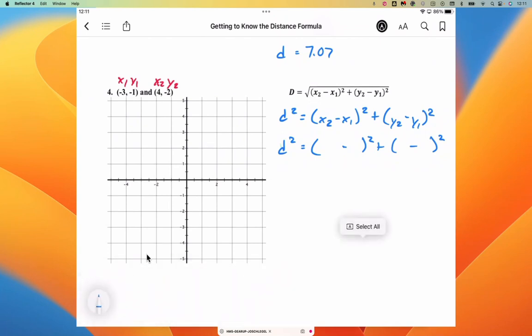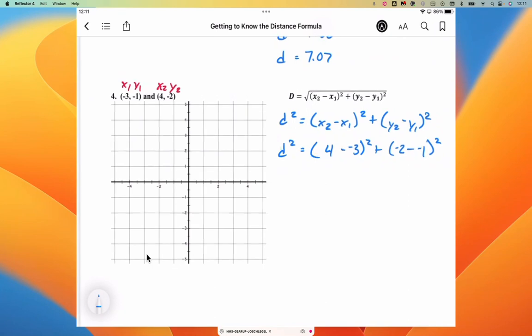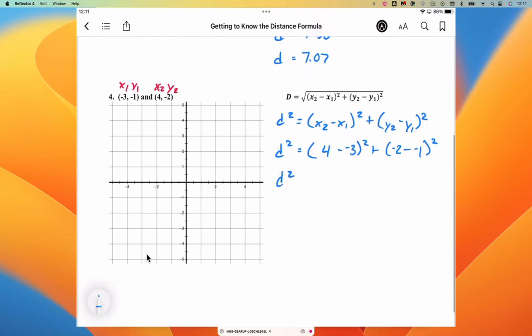So x2 minus x1 is going to be 4 minus -3. y2 minus y1 is going to be -2 minus -1. Lots of negatives floating around in this one. Need to be careful. So d squared is equal to 4 minus -3, which is the same thing as 4 plus 3. So 7 squared plus -2 minus -1. So -2 plus 1 is going to be -1.